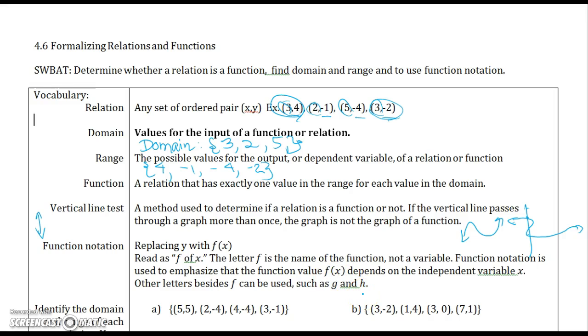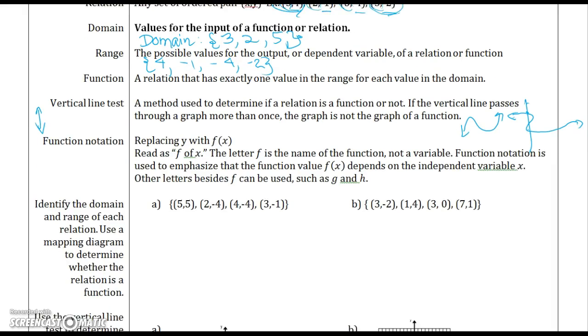We will also use other letters aside from just f, such as g or h. So we would say g of x, h of x. And it's like saying the function g when I plug in x. The function h when I plug in x. This function f when I plug in x.